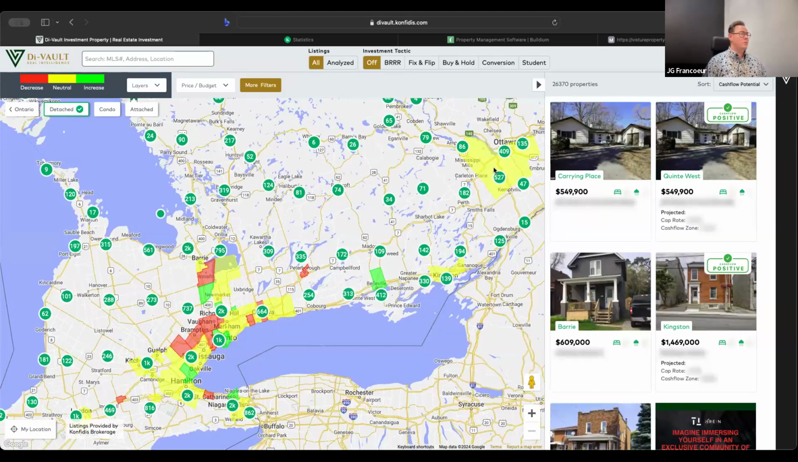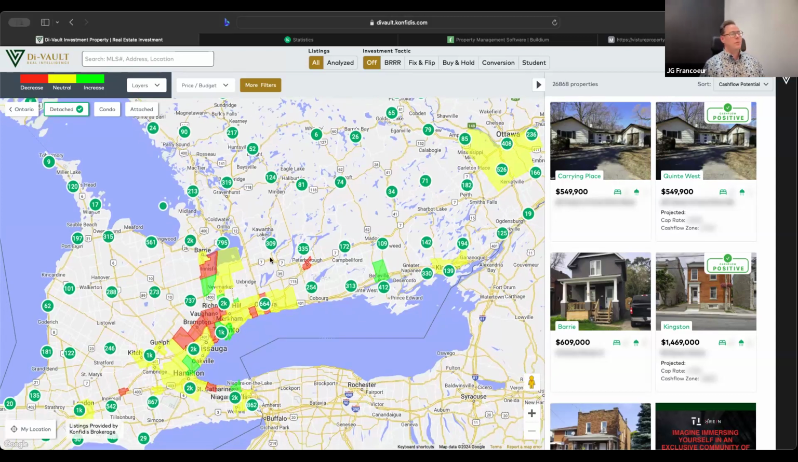I can see Ottawa's rents are stable. I can see Kingston is stable. I can see Oshawa. I can see the Vaughan, Brampton areas, the rents are going down. They're red. I could see this section of Hamilton, that would be Burlington, the rents are green. That means rents are going up, and so on and so forth. And that's fantastic. And those of you that are part of the DI Vault have access to that.